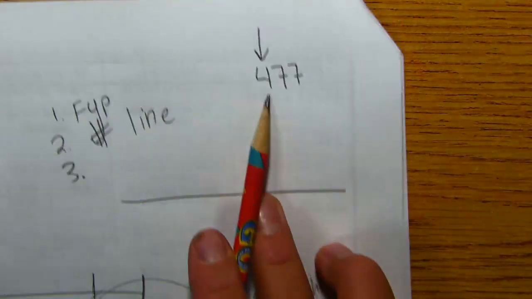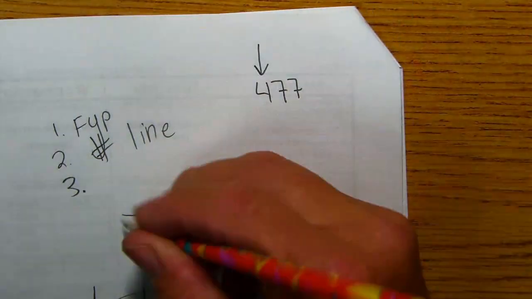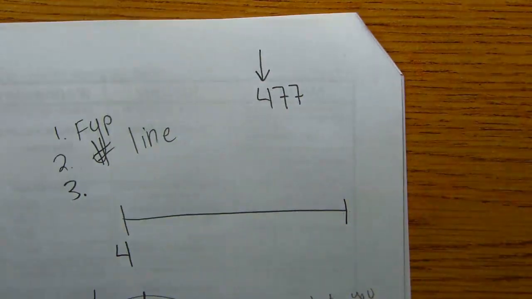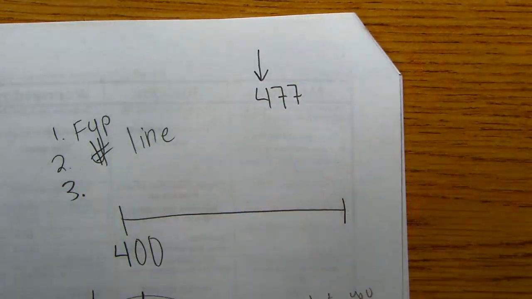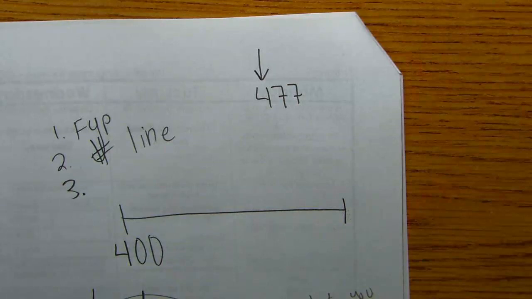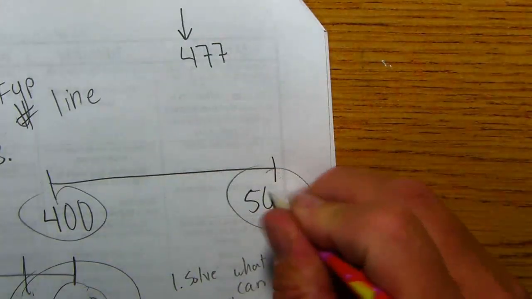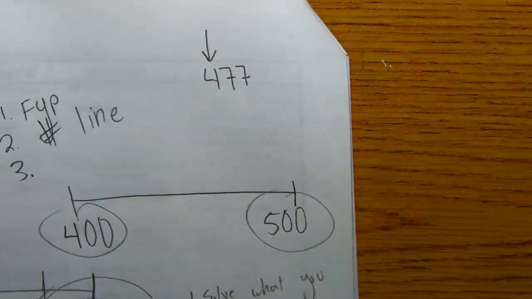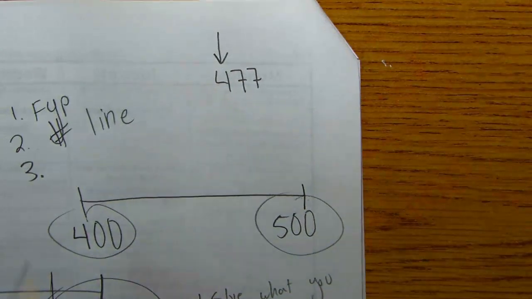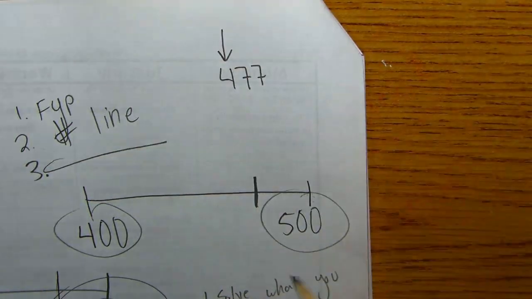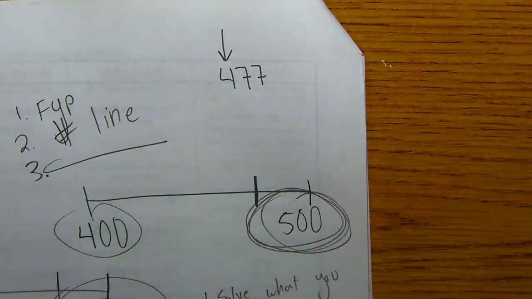Okay, so once we find our place, we make our number line. And the 4 now is the number that starts our number line. You have to make all the other numbers 0. And the difference between this number and this number is now 100. This was 10 before. Now it's 100. 400 plus 100 is 500. Step number 3, we put in the number. 477 is like right here. Final answer, 500.